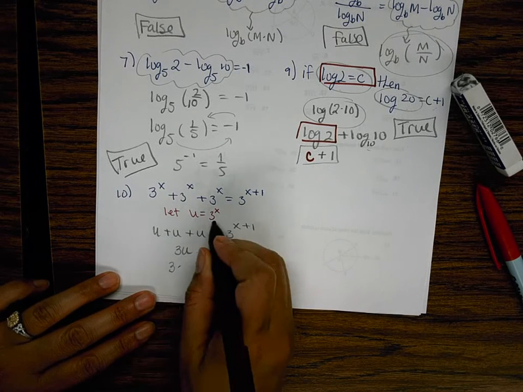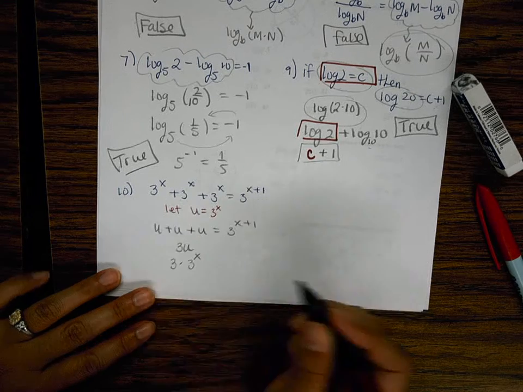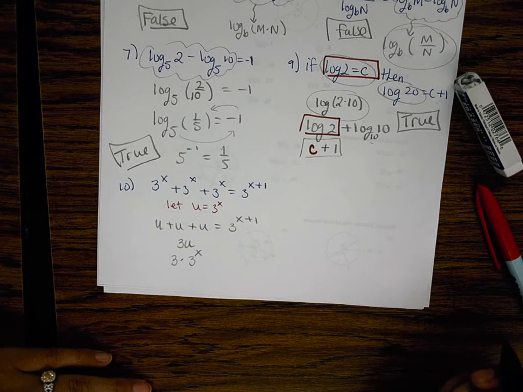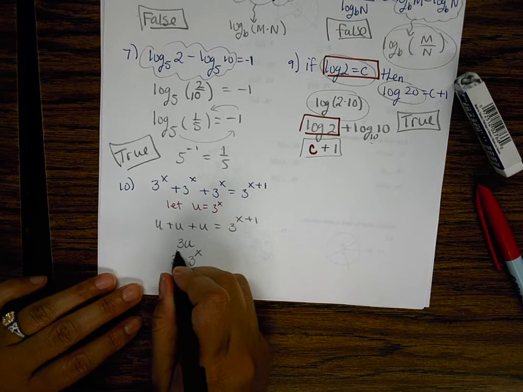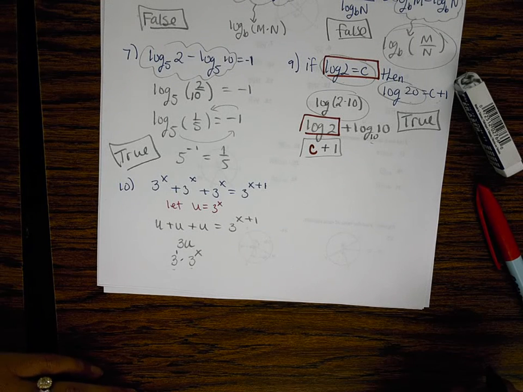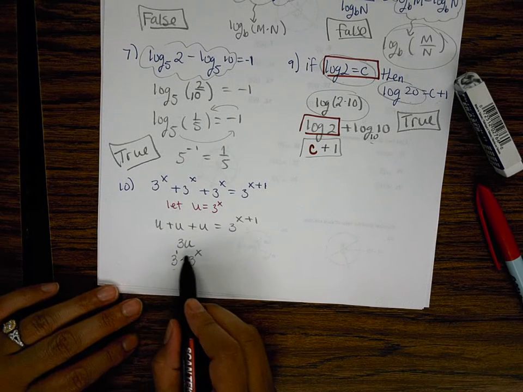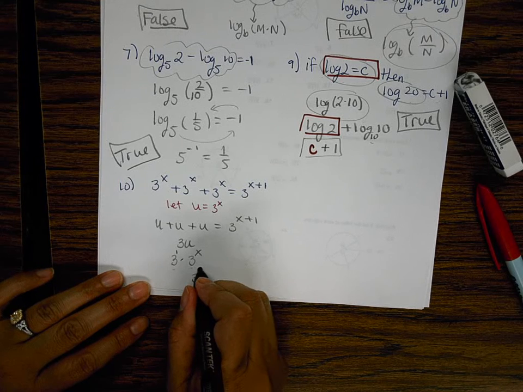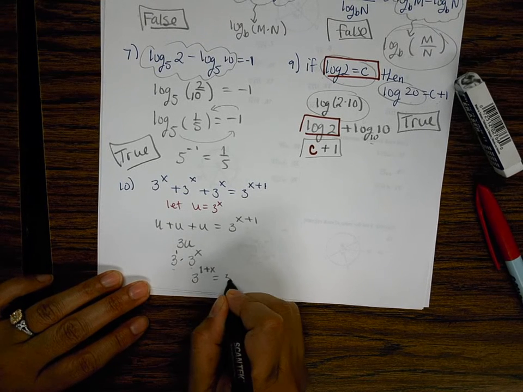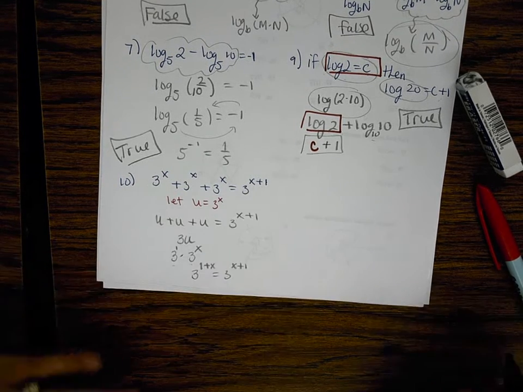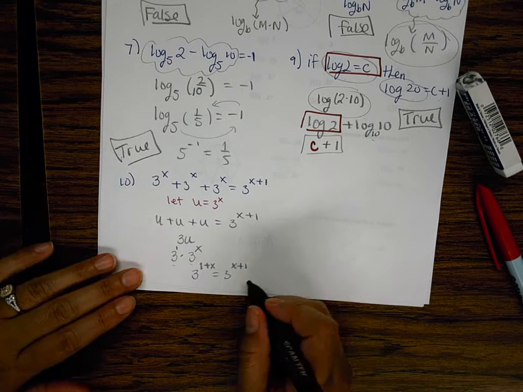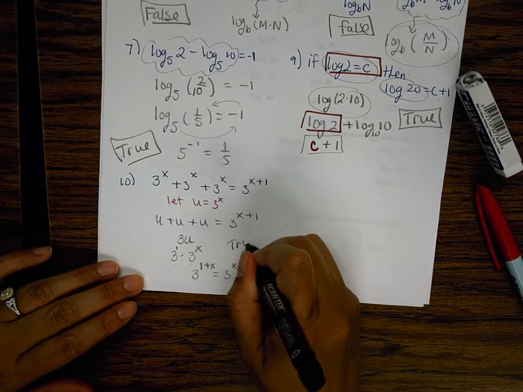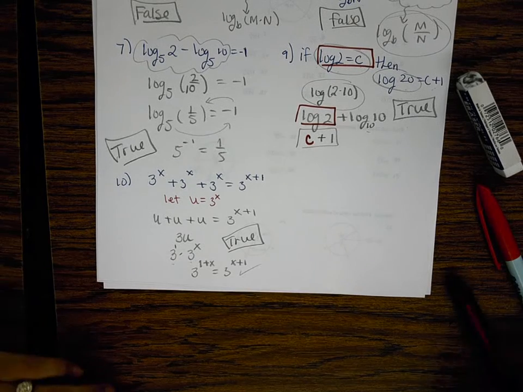3 times u is 3 to the x. Now I'm multiplying like bases, which means I add the exponents. 1 plus x. So I have 3 to the 1 plus x. Does that equal 3 to the x plus 1? Addition is commutative, which means these two things are the same. So it is a true.